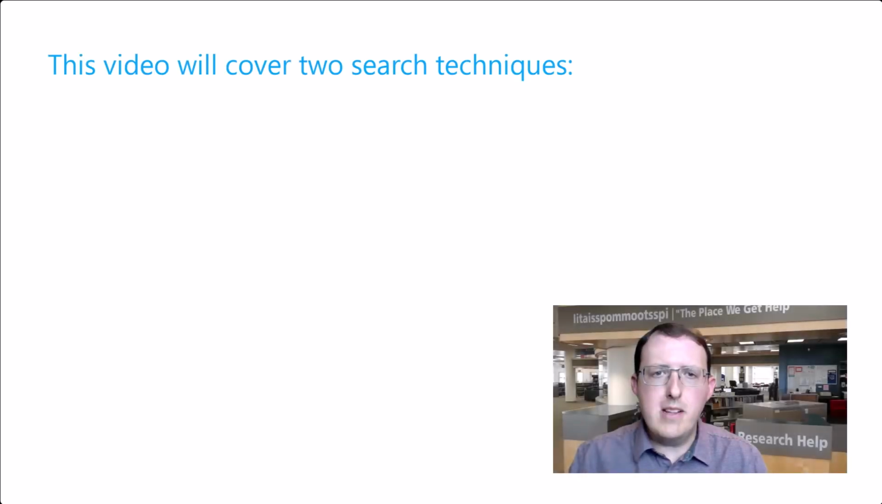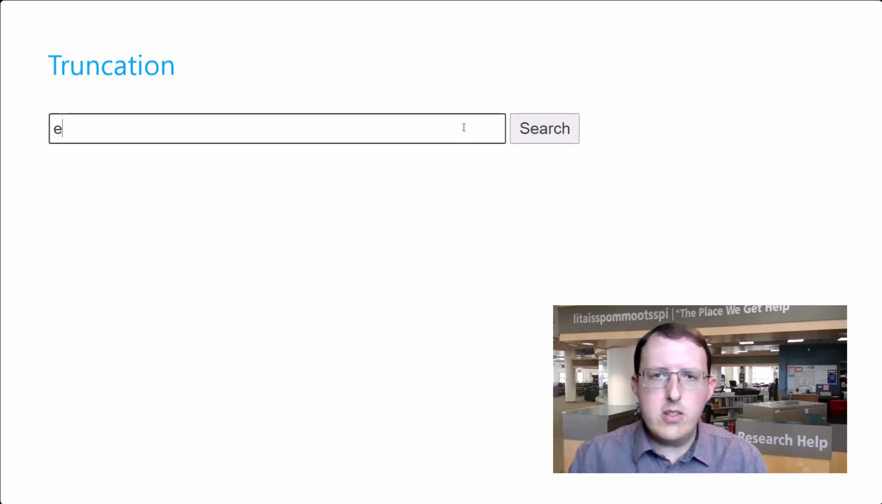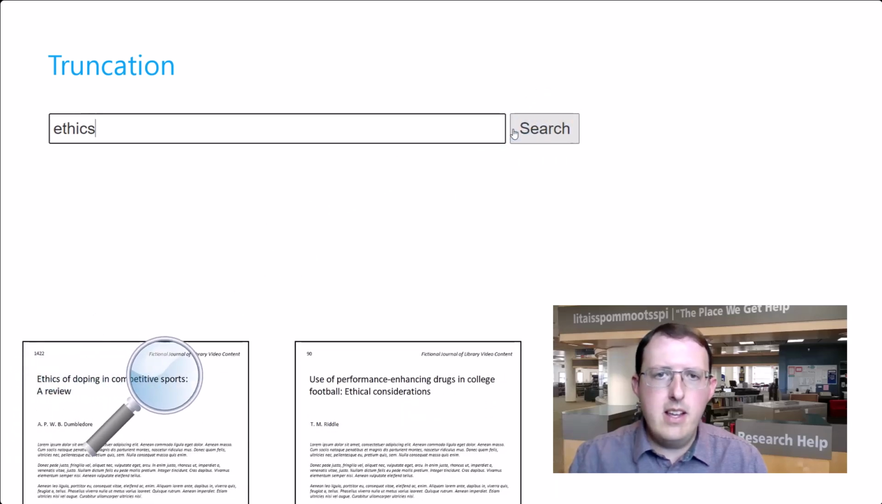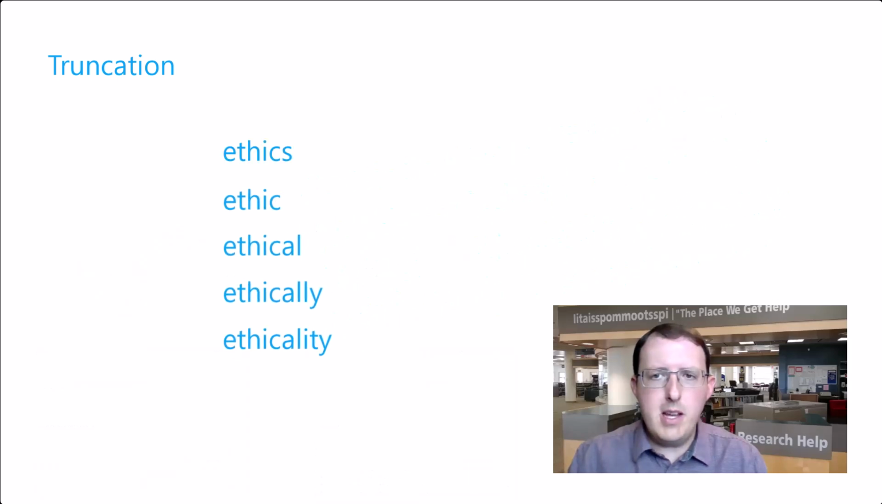In this video, we'll be looking at two search techniques, truncation and phrase searching. Often, the keywords we use in searches have multiple closely related words that are derivatives of the same root word. For instance, we might search the word ethics, and the database will return results including that word. However, it may not return results including other words that share the same root, such as ethic, ethical, ethically, and ethicality. It would be helpful to be able to search for all of these terms simultaneously to ensure that we're not missing a relevant result simply because it used a different derivative.